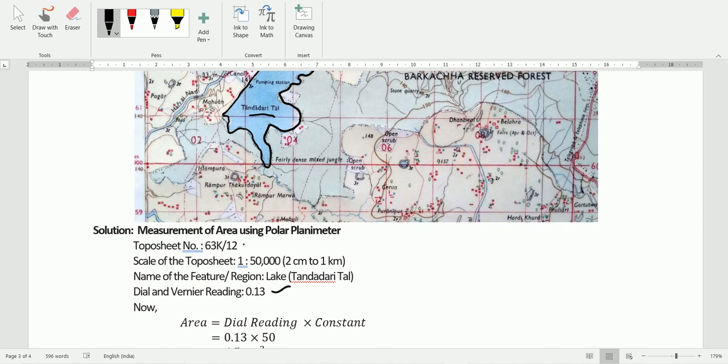As usual, it is indicated here: toposheet number 63K by 12. Scale of toposheet is 1 is to 50,000, that is 2 centimeter is equal to 1 kilometer. And the name of the feature to be measured is Tandadari Tal.